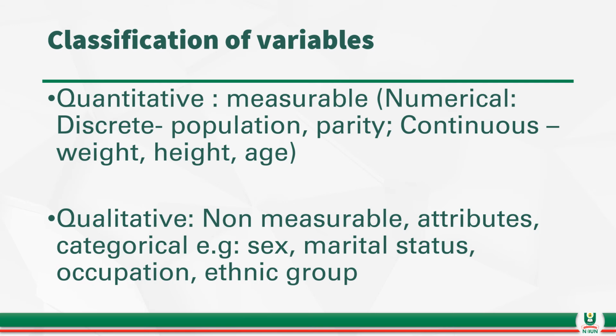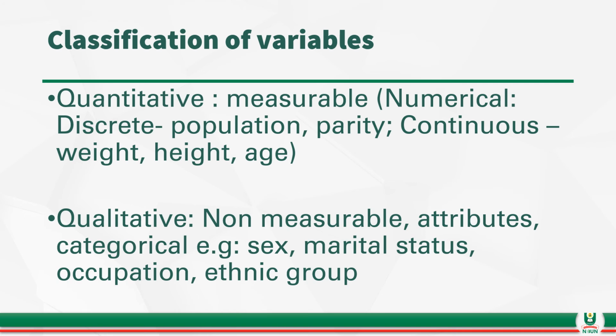So how do we classify variables? Variables are usually classified as quantitative or qualitative variables. Quantitative variables are usually measurable variables. They are numerical variables, and they can be discrete or continuous. Discrete, when you're talking about population parity, the number stands out, like 1, 2, 3 are discrete. Continuous, like when you have weight, height, and age, especially weight and height, you can have somebody's weight as 20.5 kg, height as 10.5 centimeters. Because it is a point value, it's a continuous variable. It's not standing out on its own like discrete.